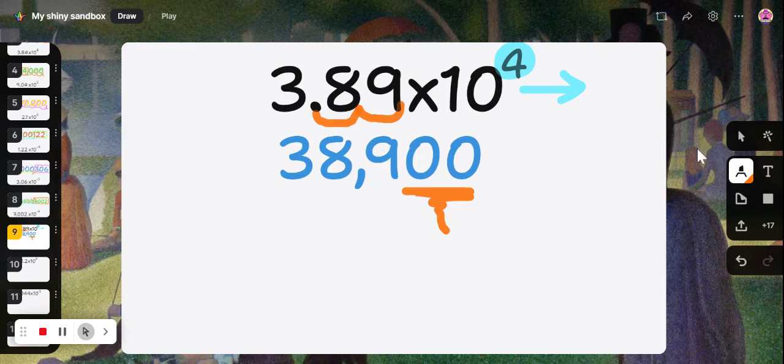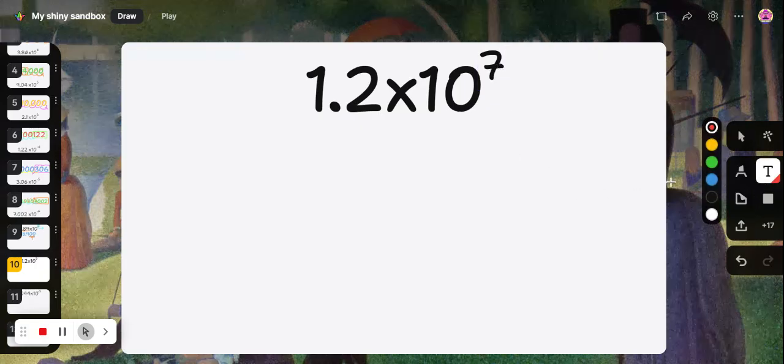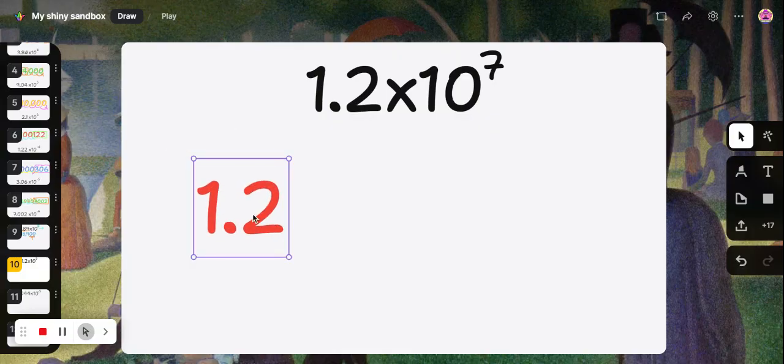Okay, so find a way that works best for you, where you're the most successful, and stick to that. There's a lot of different ways to approach almost everything in math. 1.2 times 10 to the 7th. Okay, so we can reason. Let's type this out. I don't know why it's so small.